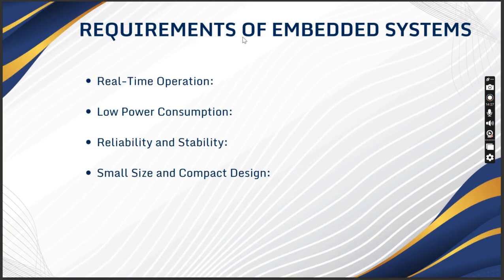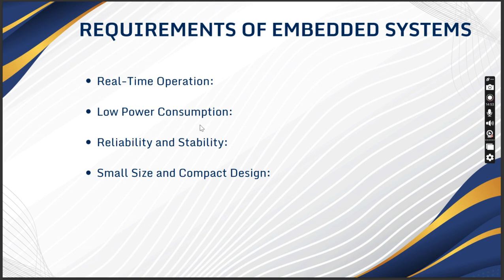Okay, next we go through the requirements of an embedded system. There are 4 requirements: real-time operation, low power consumption, reliability and stability, and small size and compact design. First we go through real-time operation. Many embedded systems are required to function in real time, like the airbag system.